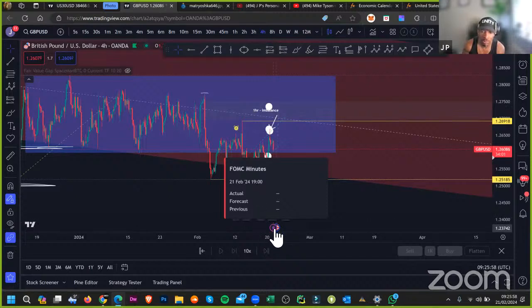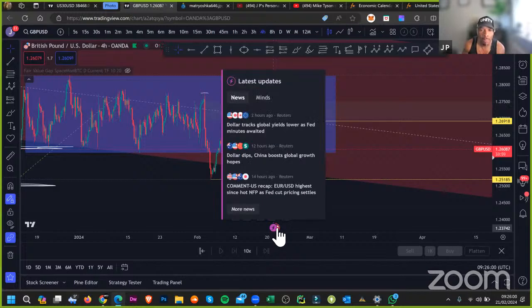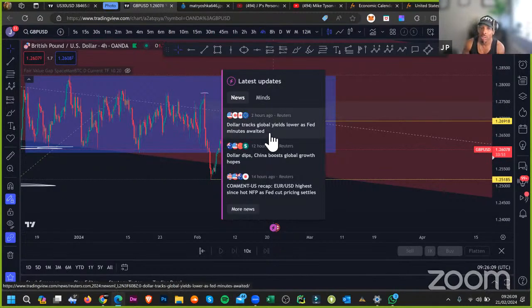What's this one? It's a little zigzag. What does that mean? Latest updates. Dollar tracks global yield lower as Fed minutes awaited. Look, it's telling you. People are waiting to see what's going to happen with these Fed minutes. Dollar dips, China boosts global growth hopes. It's giving you a little insight that you can then, if you want to, go and do your own research.